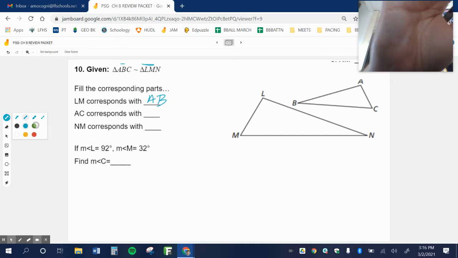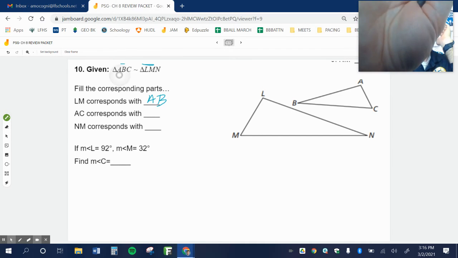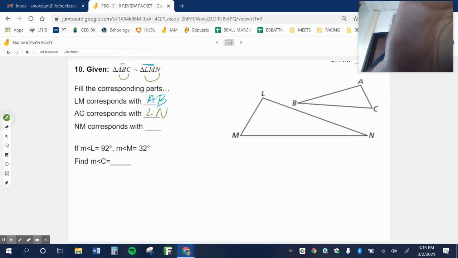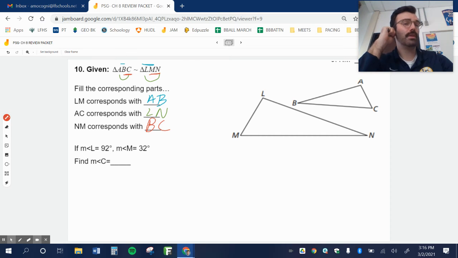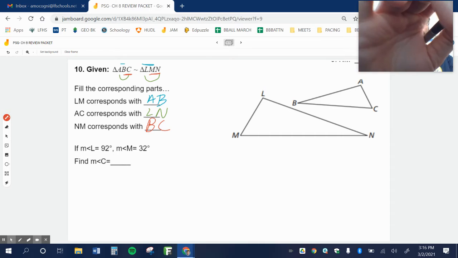Okay, keeping that same idea. A to C, 1, 3. L to N, 1 to 3. And then NM, 2 and 3, correspond with BC.